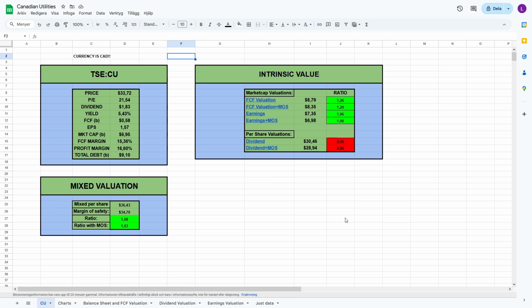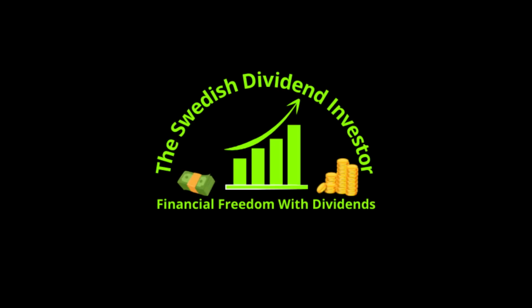I want to add that this is not financial advice. These numbers are based on my estimation, and there is a lot more than valuation to be considered. But that's it for this one.